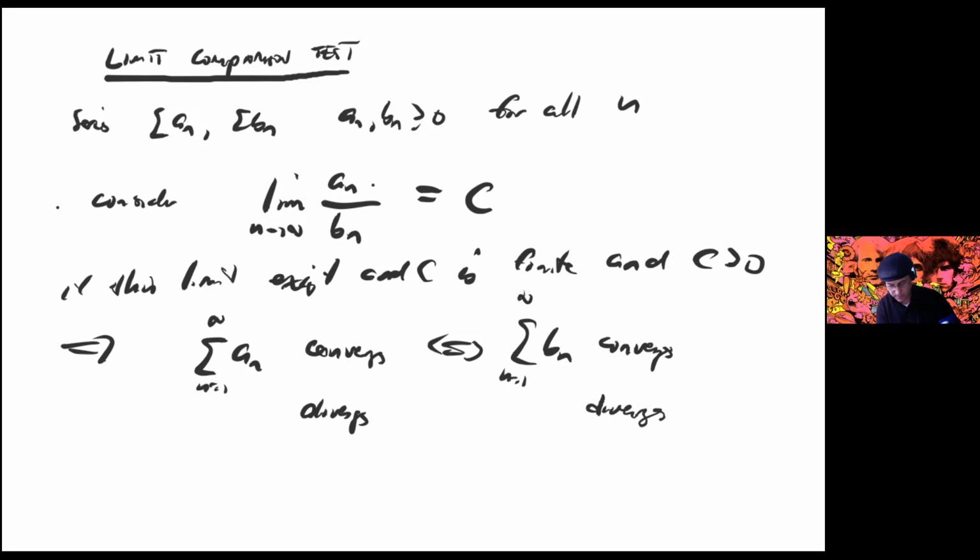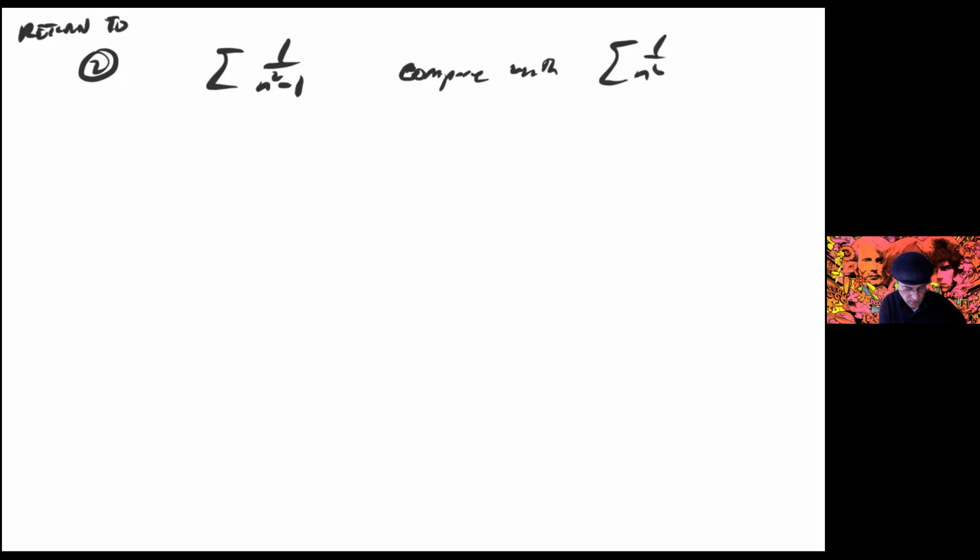In fact, let's go back to example 2. So return to example 2. So we have summation 1 over n squared minus 1, n goes from 2 to infinity. And what I'm going to do is limit compare to summation 1 over n squared. So what I have to do is take a sub n over b sub n. That's 1 over n squared minus 1 over 1 over n squared. It doesn't matter which one you're calling a sub n, which one you're calling b sub n in this case, because the test will work either way.